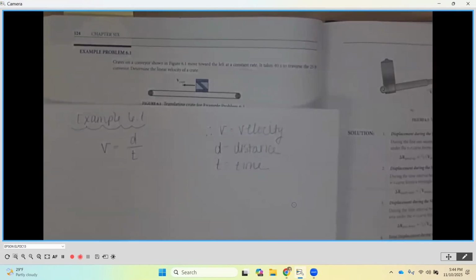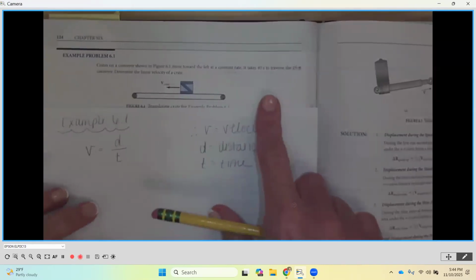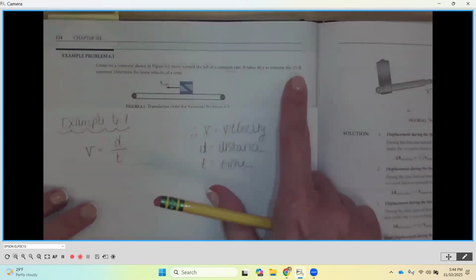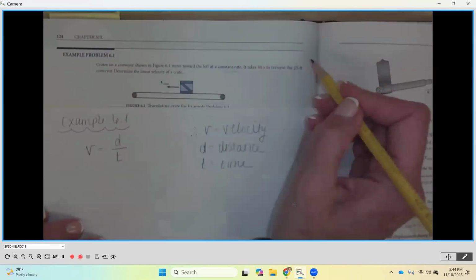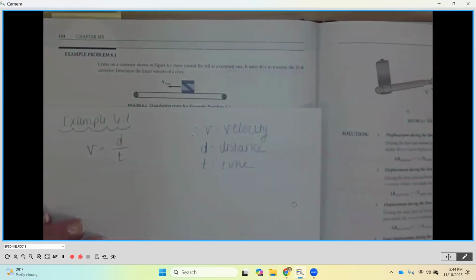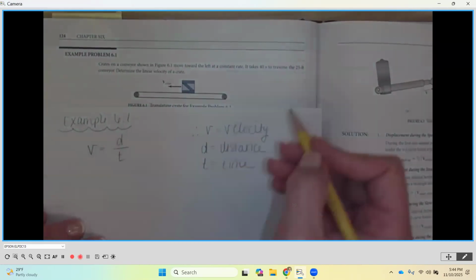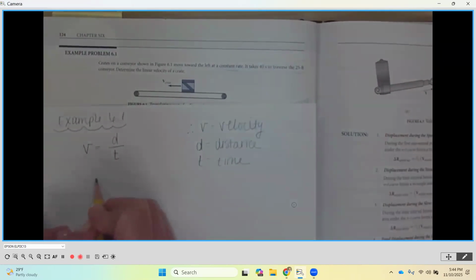So if distance is something we're looking for, we're expecting those units to be inches, feet, meters, centimeters, whatever they might be. And you'll notice here that it says to traverse 25 feet. So 25 feet is going to be our distance. So D is going to be 25 feet. So we can say velocity is equal to 25 feet.